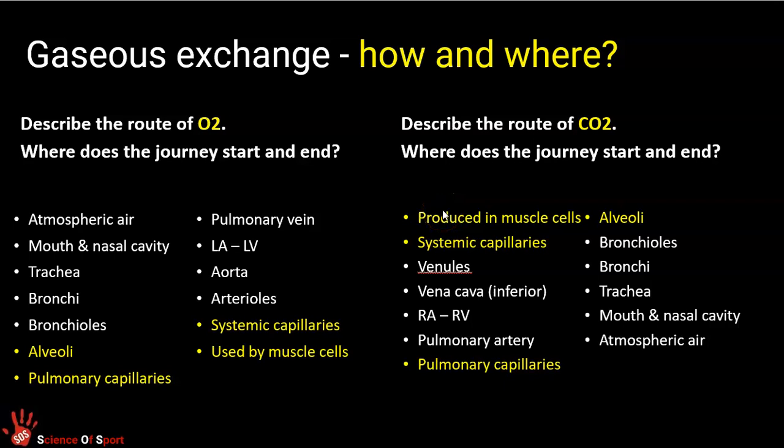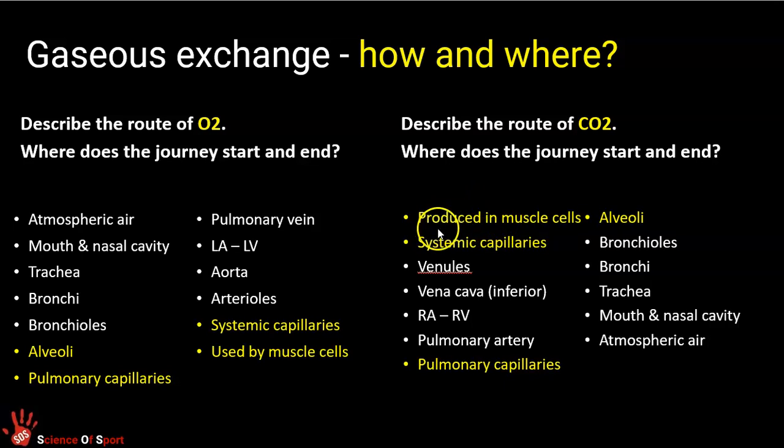It starts in the muscles. We make energy with oxygen. We produce CO2. CO2 then has to leave our muscles. We need to get rid of it. We cannot let it build up. It's bad for us. If our blood becomes too acidic, because of the carbonic acid, so CO2 is transported as carbonic acid, then we have issues. So we get rid of the CO2 from our muscles.